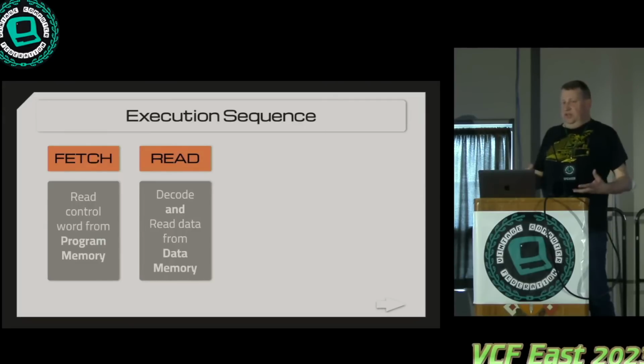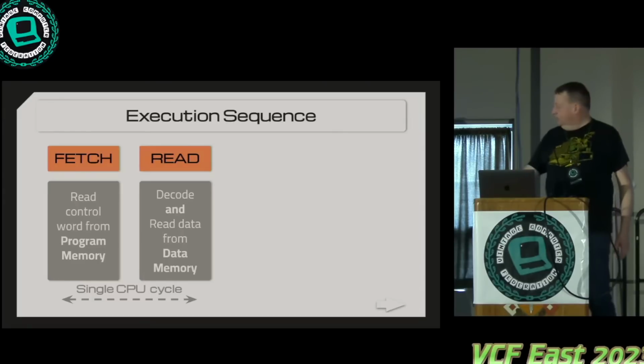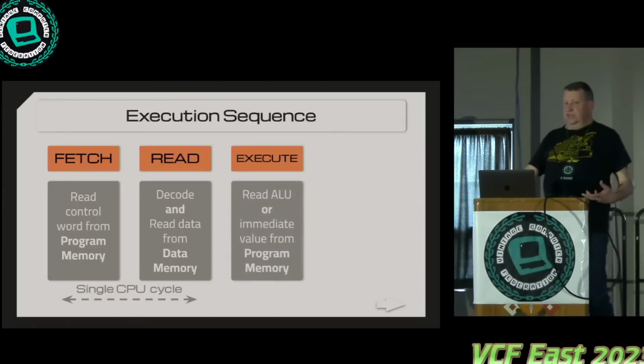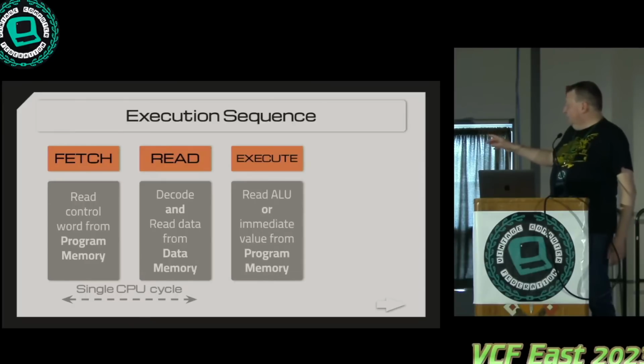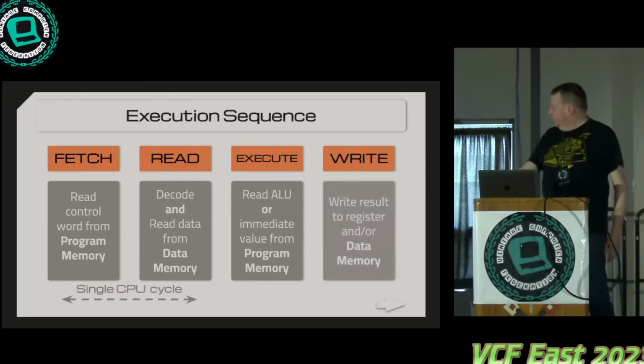But during that time, if we're going to use the memory, we're reading the memory. We don't know whether we're going to use that yet, but we need time to actually access the memory. And so together, that fetch read is one process cycle. And then the ALU is another process cycle. And that's the execute. So we're reading the ALU or the immediate value from the program memory if we're loading a constant from the program. And then we're going to write the result back.